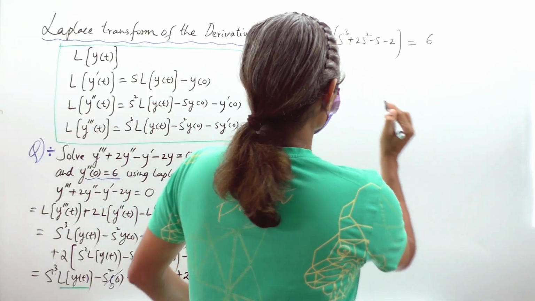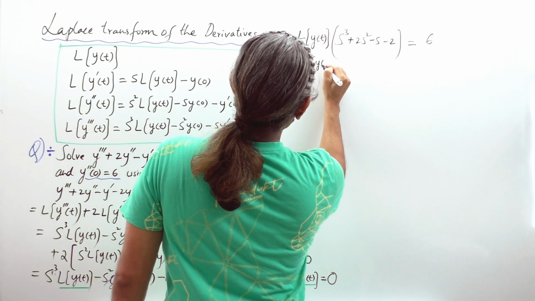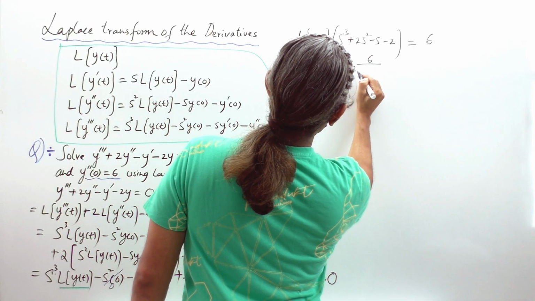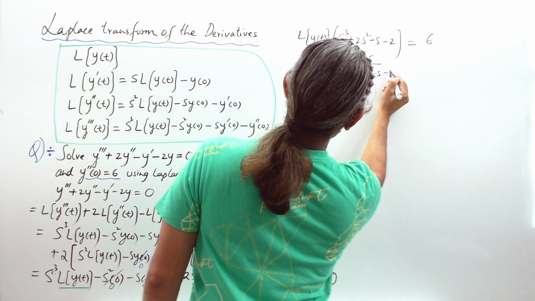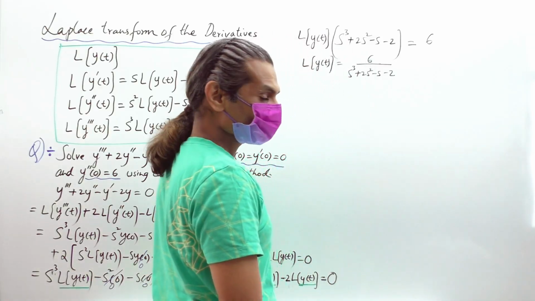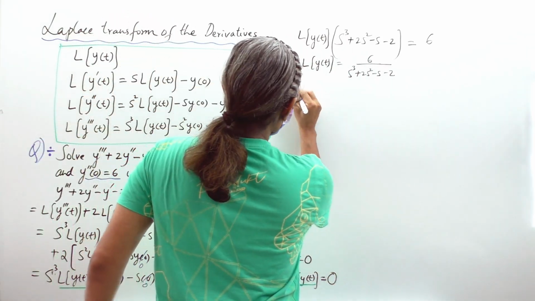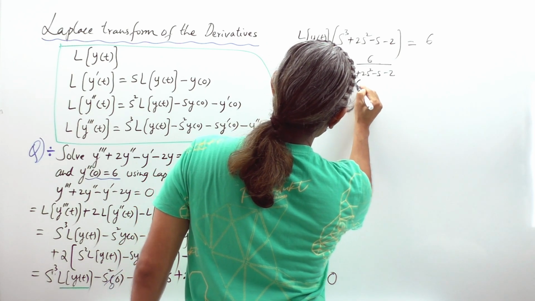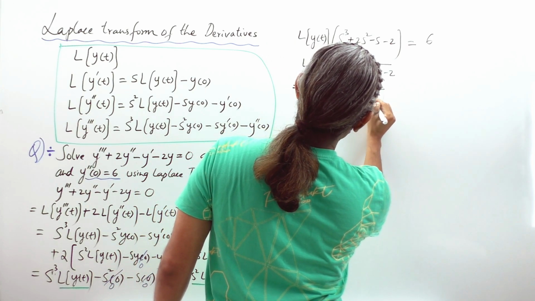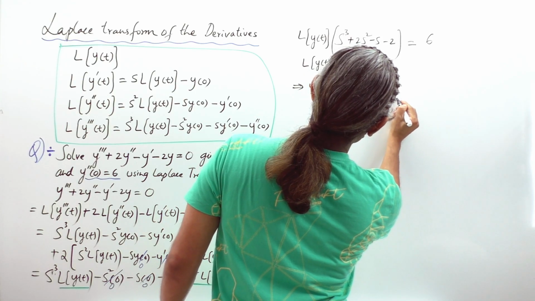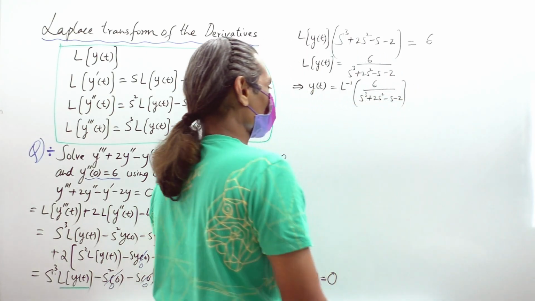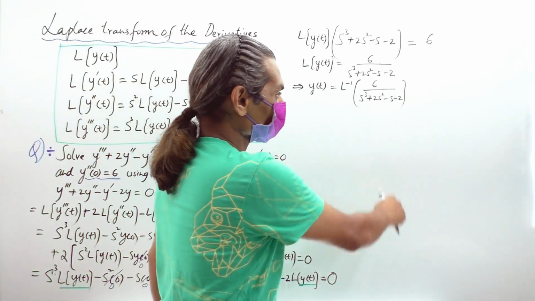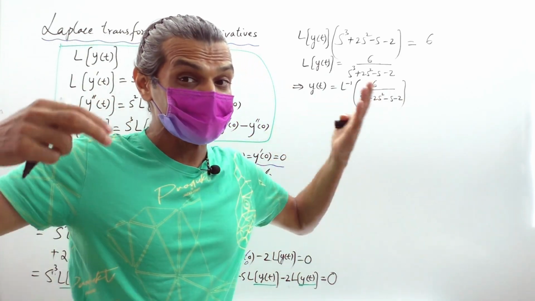The next thing I am going to do here, so we have L{y(t)} equals 6 over s³ plus 2s² minus s minus 2. Fine. Now that implies y(t) will be nothing but Laplace inverse of 6 over s³ plus 2s² minus s minus 2. See how beautiful it is. Now from t we brought down everything to s. Now we can easily solve this using the partial fraction method.